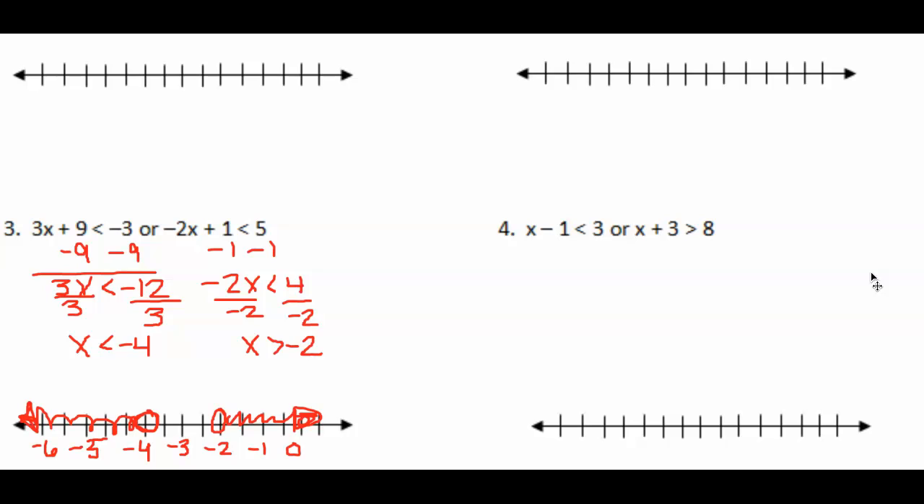And number 4, add 1, subtract 3, and again, x is less than 4 or greater than 5. Open at 5, shade above. Open at 4, shade below.